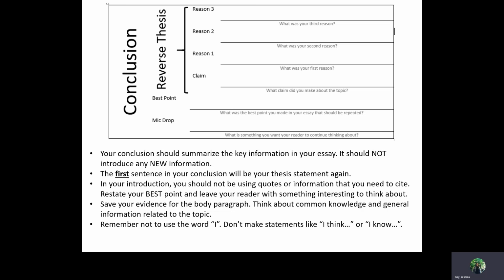So again, if any of this did not make sense, this is so important for you to know. Please ask for clarification, okay? Please ask me.